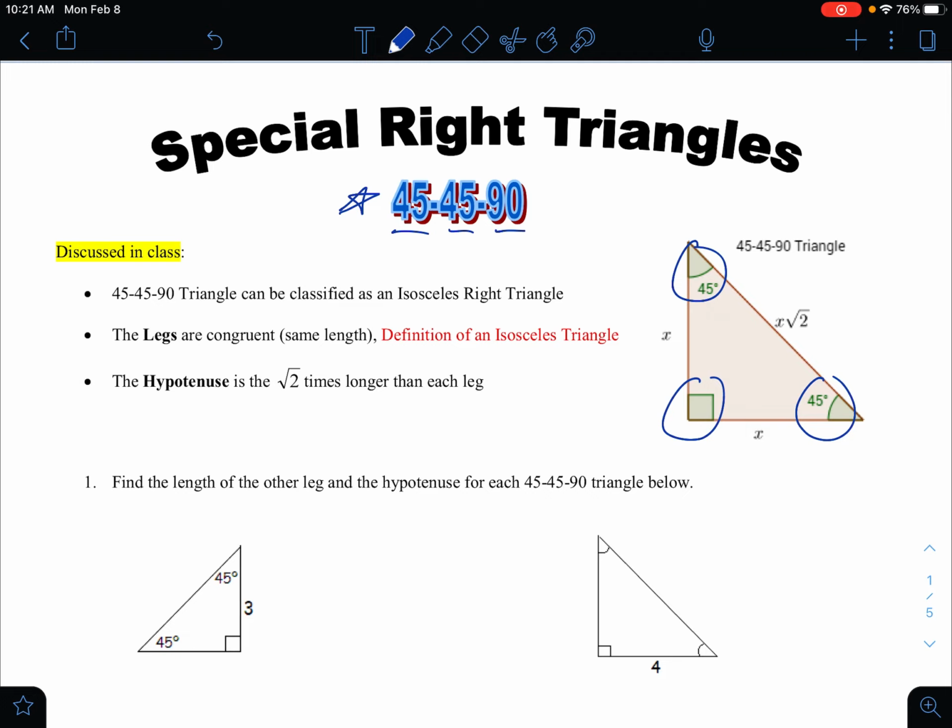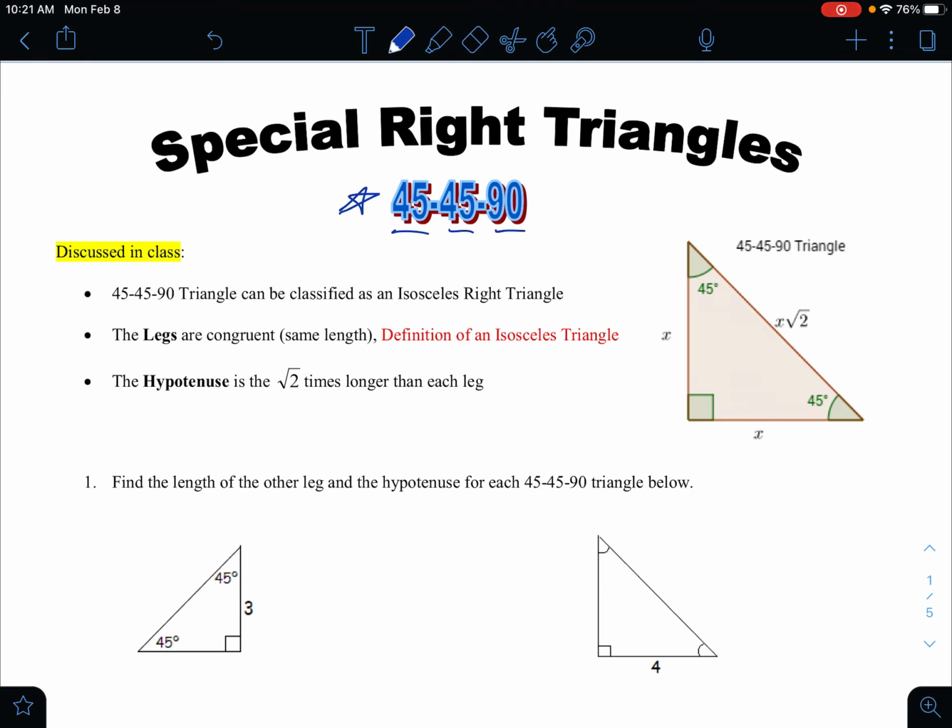You also know that when we have angles that are equal to each other, the sides across from each angle are going to be equal to each other as well. So if this were, say, 10, then you know the other one is also going to be 10, right? That type of triangle is an isosceles triangle. When you have two sides that are the same, it's isosceles. So in this case, we have an isosceles right triangle.